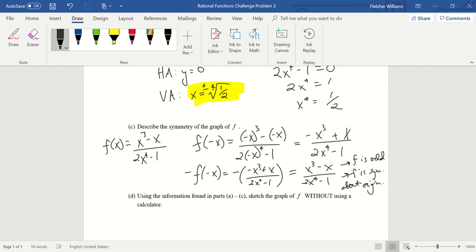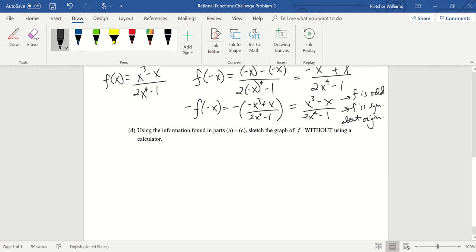And then to put up the graph, let's see. So I'll be kind of big here.